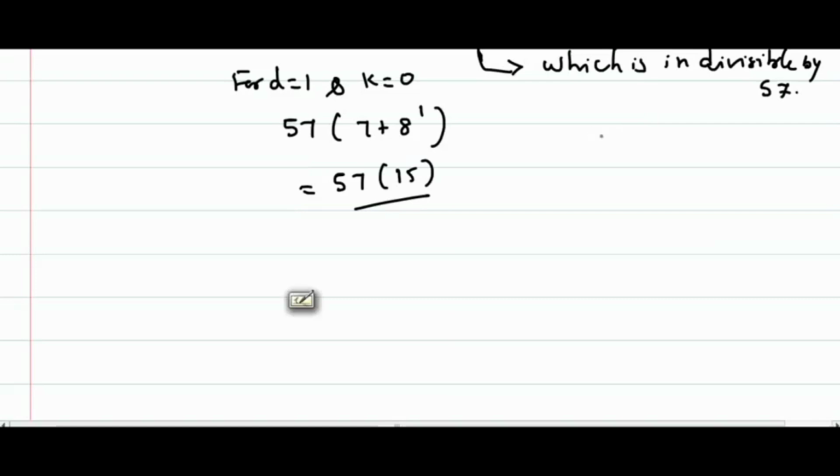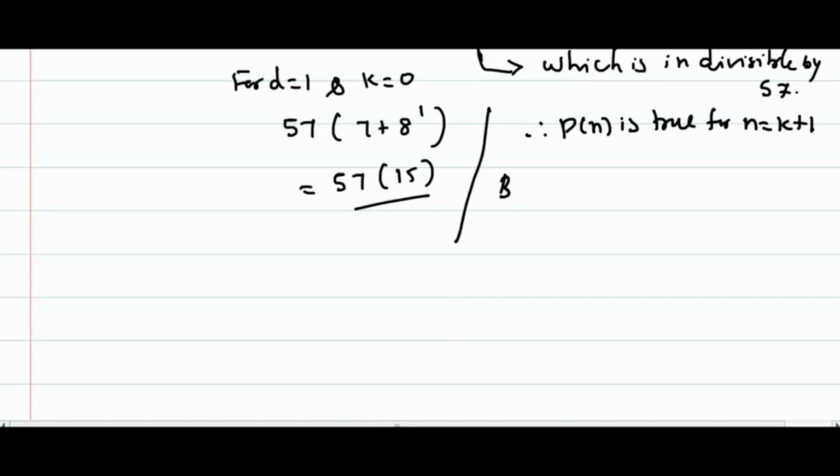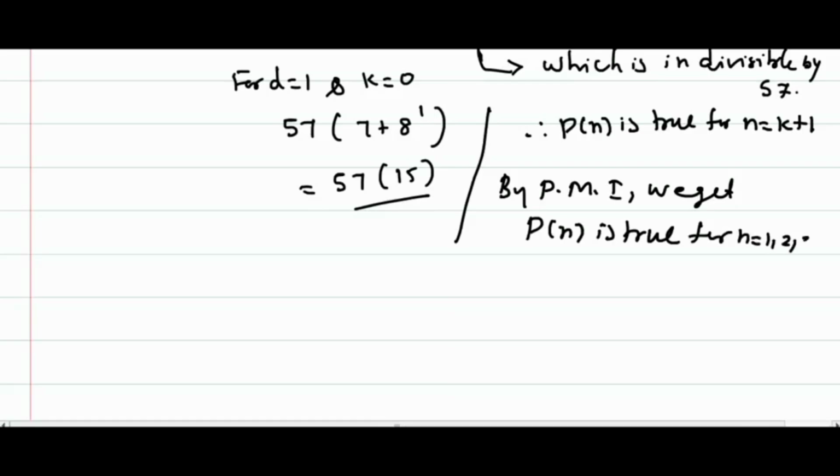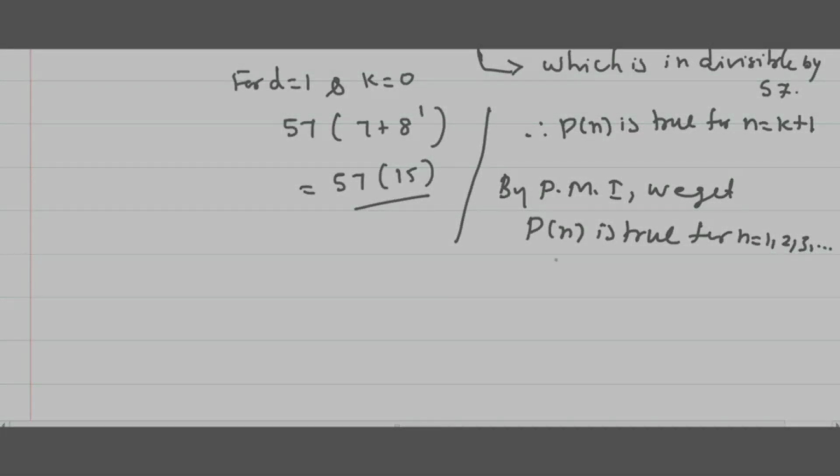So what is the conclusion? Therefore, this is divisible by 57 only. So P of n is true for n equal to k plus 1. By using the principle of mathematical induction, we get P of n is true. What is P of n? That is the given statement, for n equal to 1, 2, 3, up to infinity.